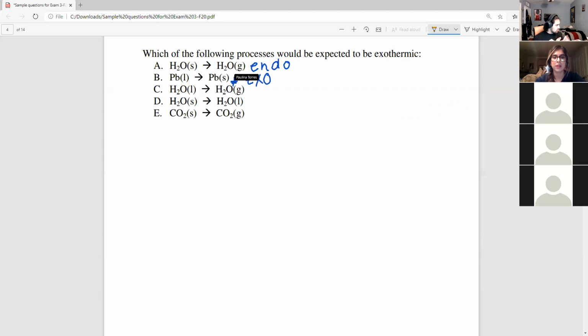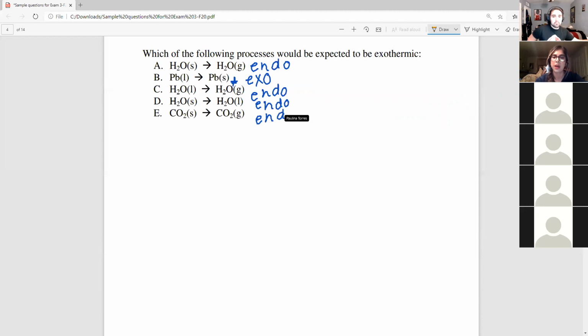Let's see if any of the other ones are. Liquid to gas? Endo. Solid to liquid? Endo. And solid to gas is endo. So yep, that was the correct answer. So it should be B.